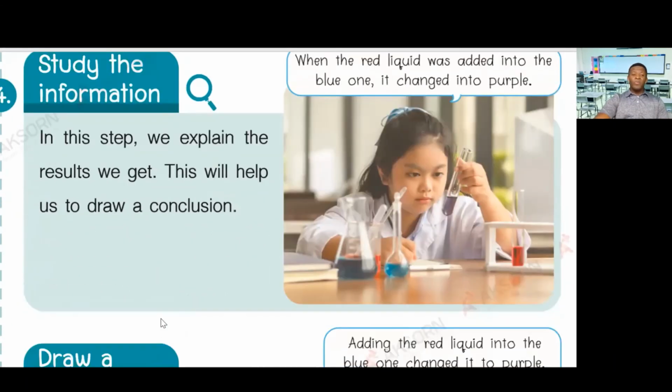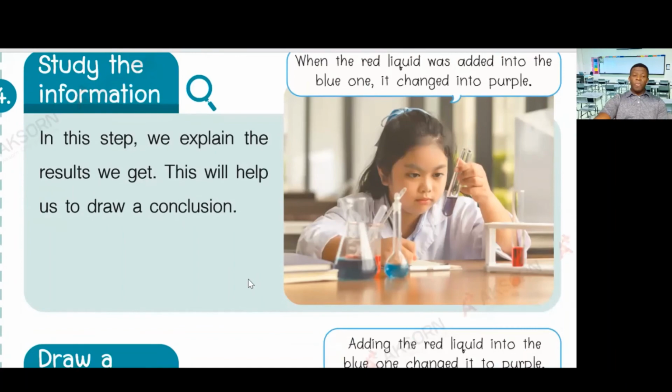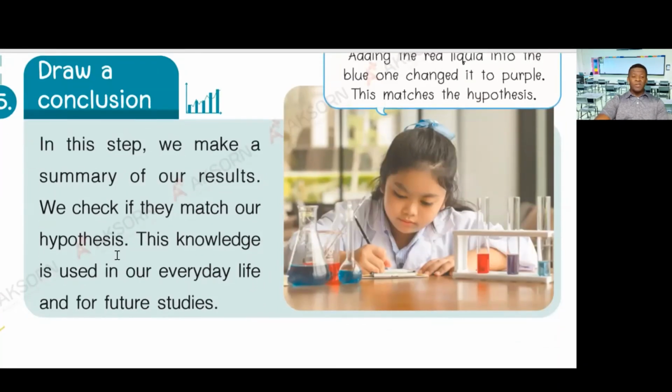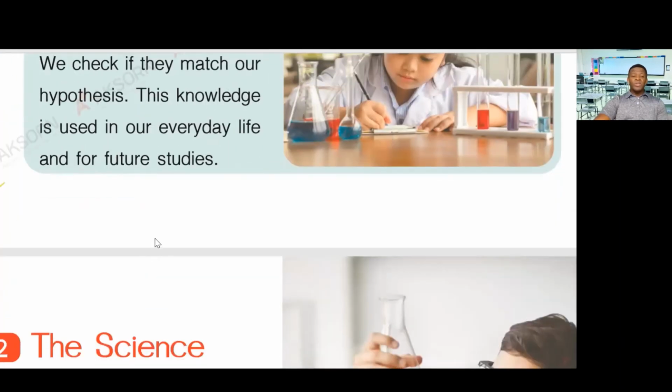And number 4, study the data that we gathered. We explain the results we get. This will help us to draw a conclusion. Number 5, drawing a conclusion. In this step, we make a summary of our results. We check if they match our hypothesis. This knowledge is used in our everyday life and for our future studies.